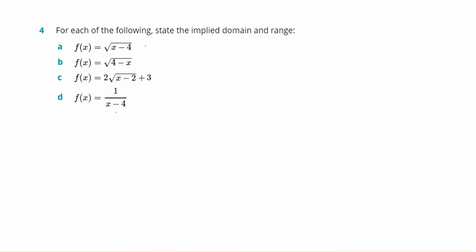Now let's look at the entire domain and range of these. As you can see, we've got a square root, so x minus 4 has to be greater than or equal to 0, so x has to be greater than or equal to 4, that's the domain. Or you can write it in interval notation, so that'll be 4 to infinity. For this one, 4 minus x is greater than or equal to 0, so x has to be less than or equal to 4.